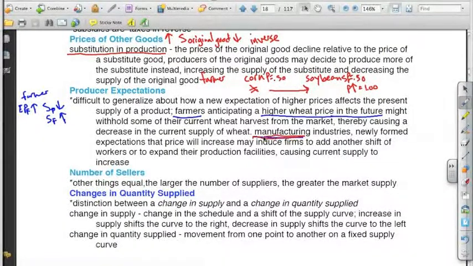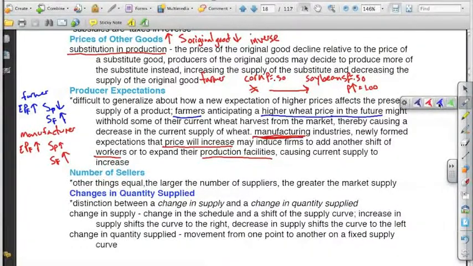Whereas with this manufacturer, if the manufacturer expects prices will increase in the future, then they have to add more workers. And they have to expand their production facilities in order to meet that increased supply. So for the manufacturer, if they expect future prices to increase, then the present supply, or supply today, will increase by a little bit. And then once the future supply is possible, once they hire all their new labor and all their new factories and other capital and land, then they'll have that full increase in supply. So it depends on what type of producer you are for what present supply reaction you have from this expected increase in future prices.